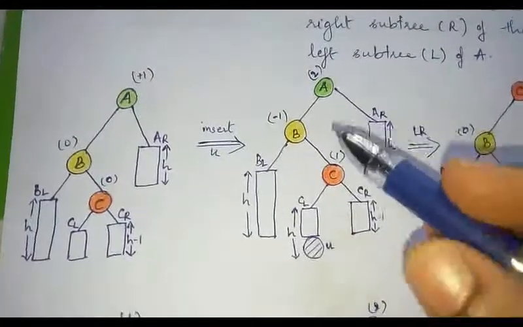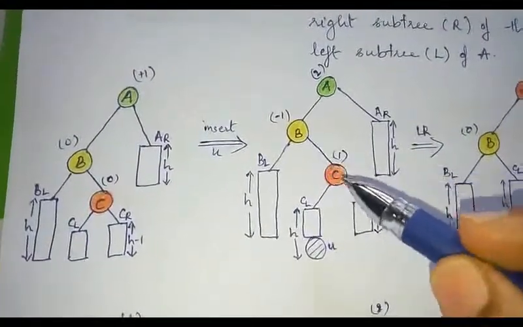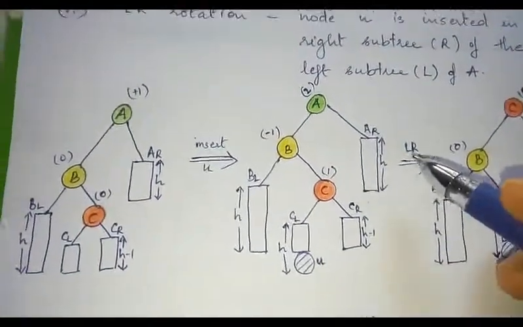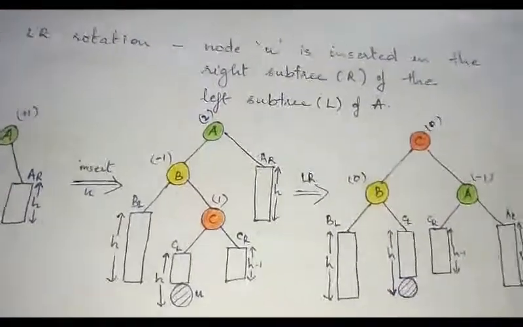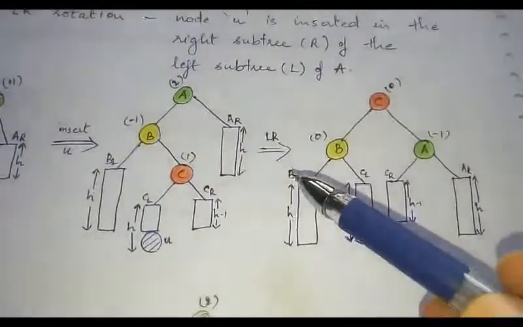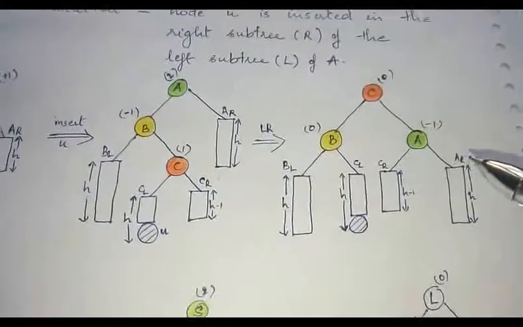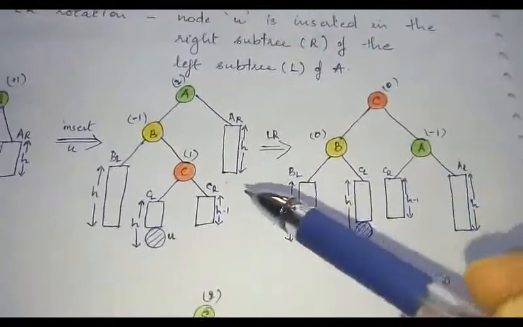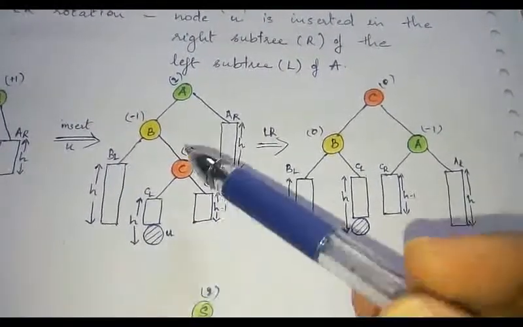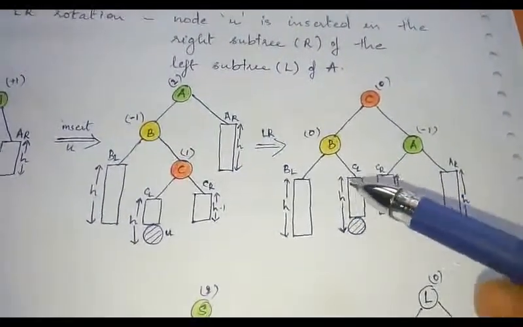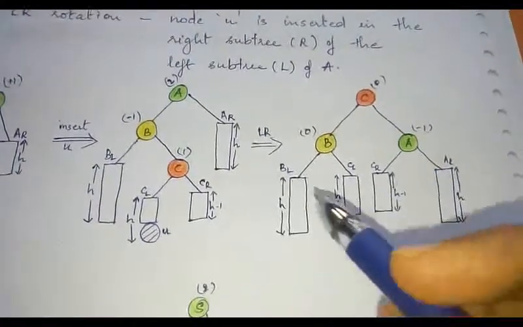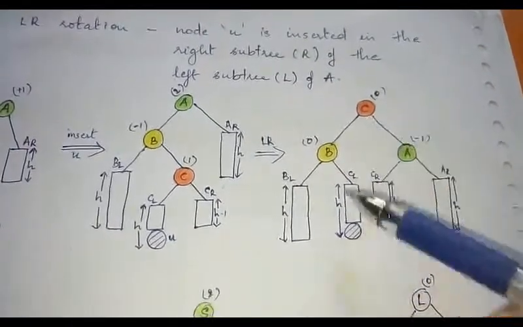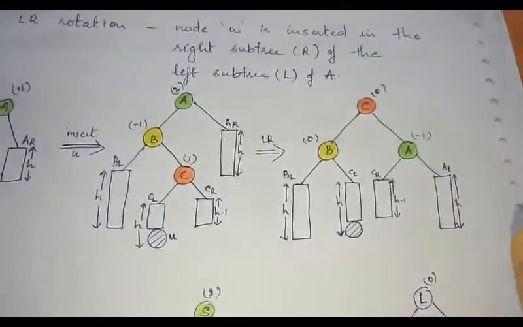So since U was inserted to the right subtree of the left subtree of A, we have to perform LR rotation. So the LR rotation is performed like this. So LR means we have to rotate to the right. Okay. So for LL and LR we will be rotating to the right. But since the insertion was to the right of the left subtree of A, there's a change in the rotation, that is this C now becomes the root node. Okay, only then it will still be an AVL tree.